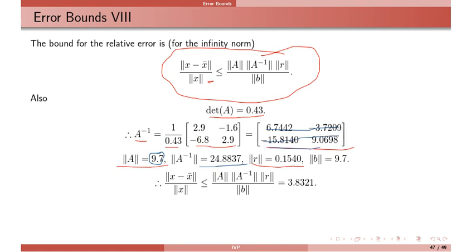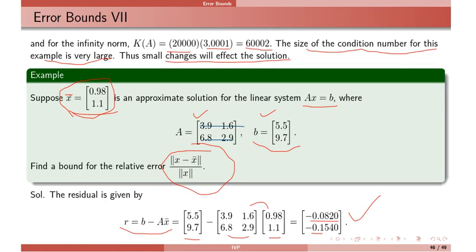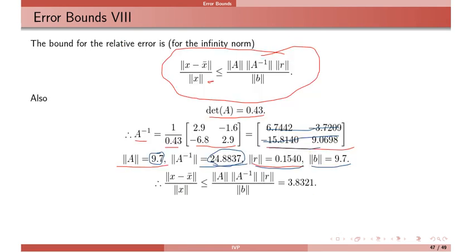So this is the bigger one, norm of A inverse. Take the modulus and add first and second row, and the bigger one is the norm. Norm of R we calculated earlier. Norm of B: B is a column vector, so the bigger entry between 5.5 and 9.7 is 9.7. So this is norm of B.